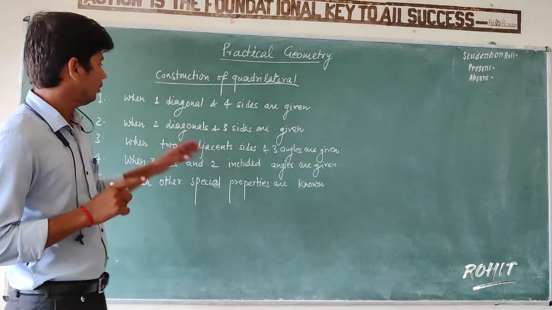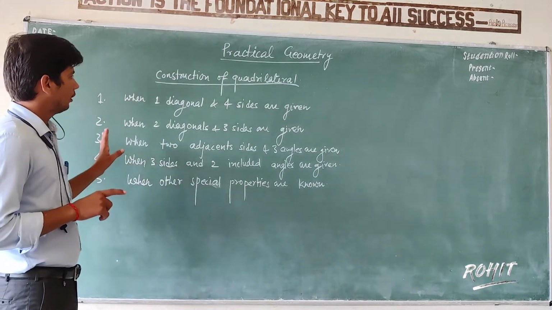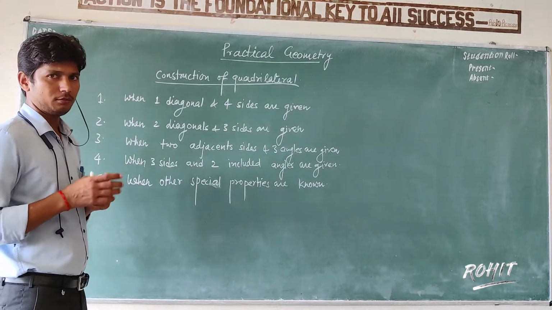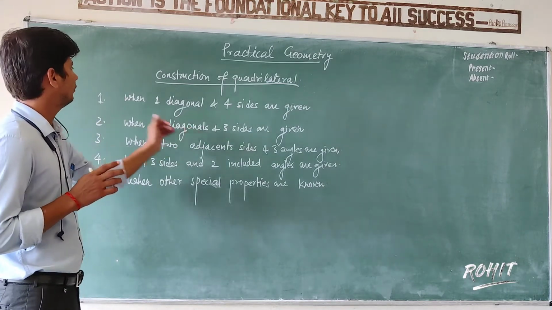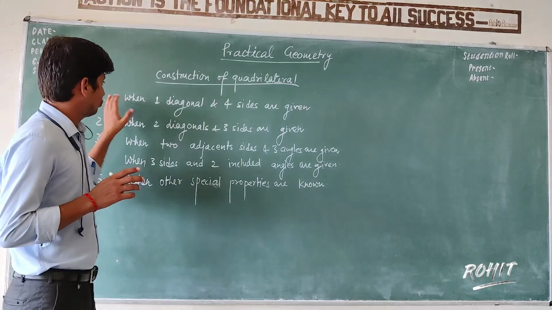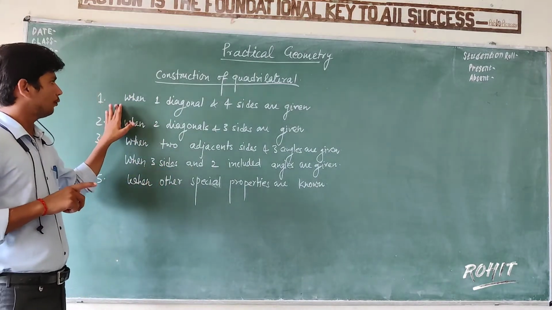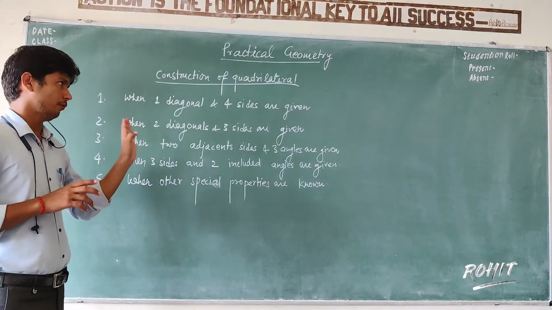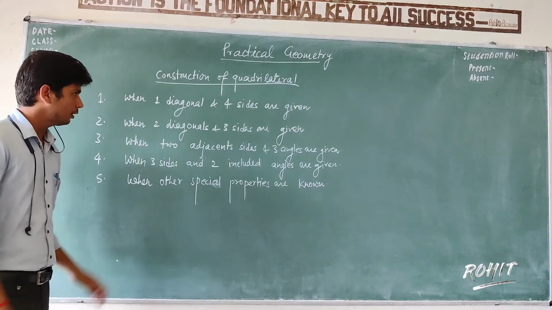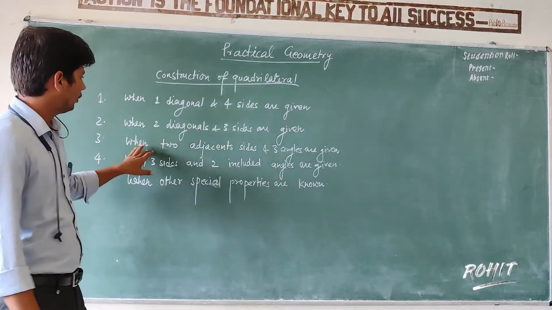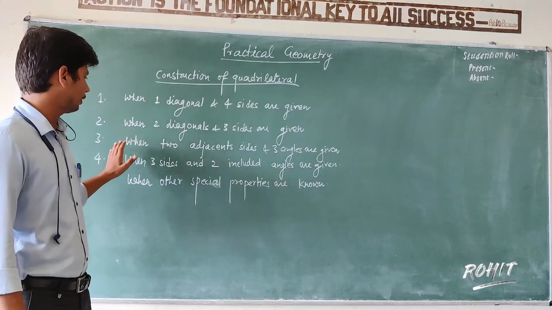Here mainly these 5 subtopics are given. Subtopics means conditions in which we have to construct a quadrilateral. Now the first topic is when one diagonal and 4 sides are given. Second condition is when 2 diagonals and 3 sides are given. When 2 adjacent sides and 3 angles are given. This is the third condition.